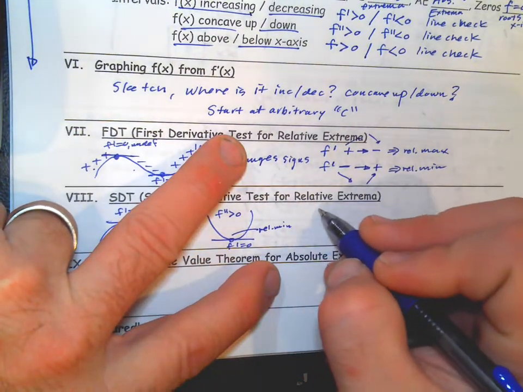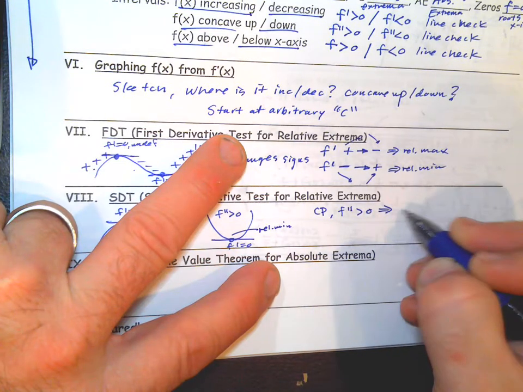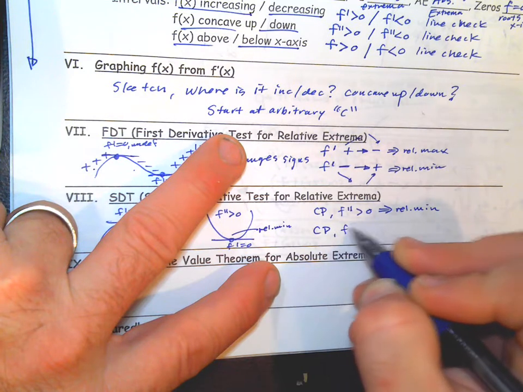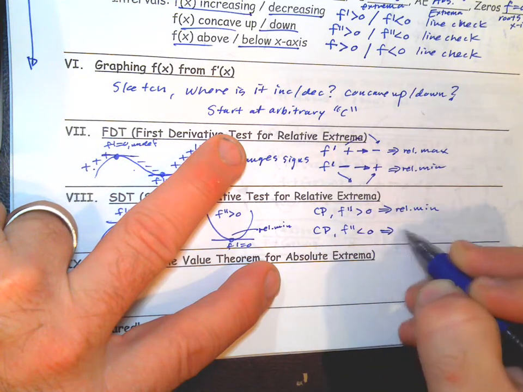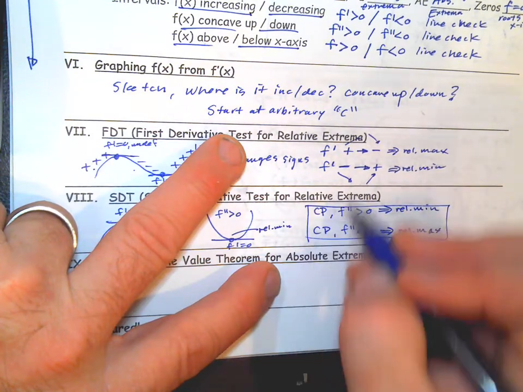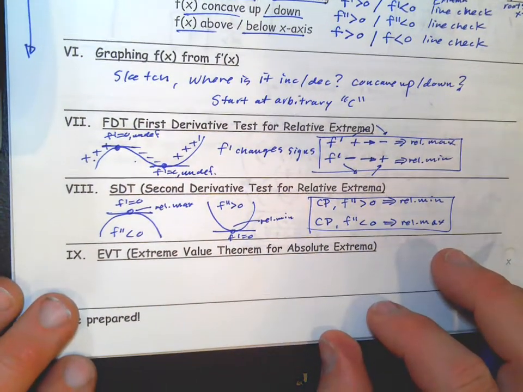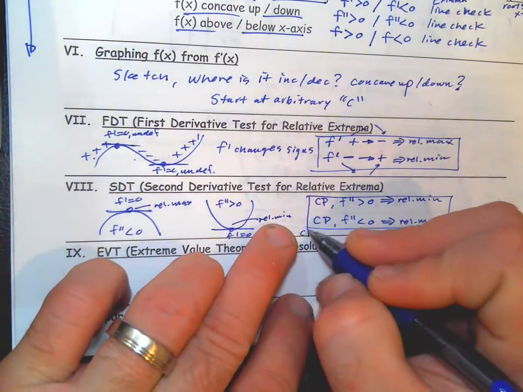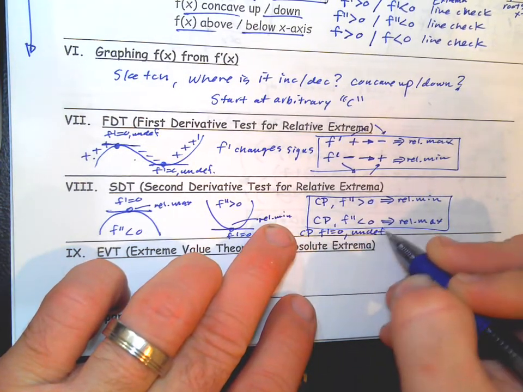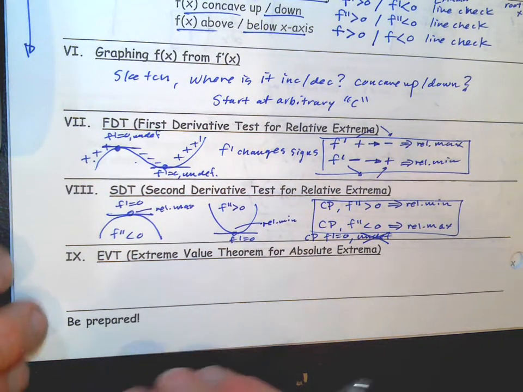So if you have a critical point and you know f double prime is positive, you're going to get a relative min. If you have a critical point and you know f double prime is negative, you're going to get a relative max. Don't memorize it. Think about it. Picture them. Draw little sketches. Now, the critical points specifically have to be when f prime equals 0. It cannot be when they're undefined, because if the first derivative is undefined, the second derivative is going to be undefined, and there's no concavity there.